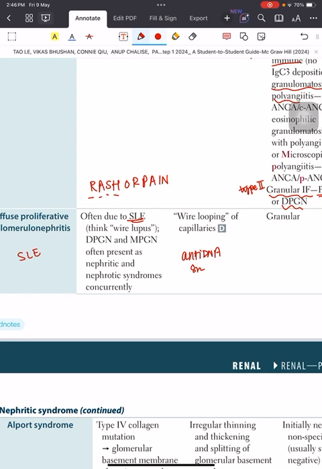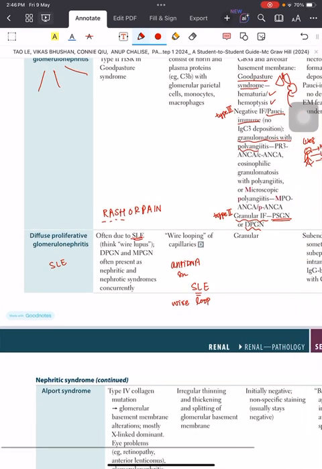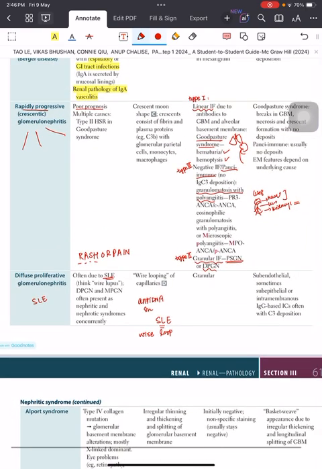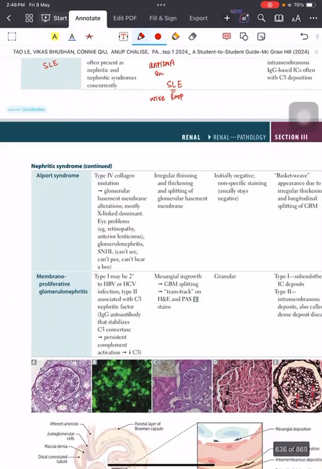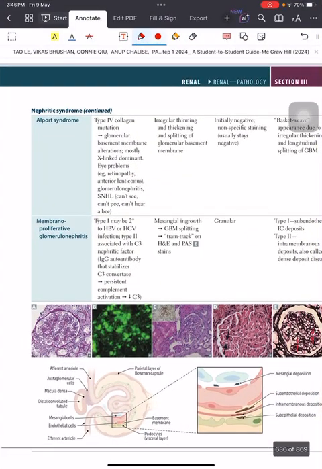I learned it like SLE, so L looping. There's wire looping, as in lupus. So wire looping of capillaries on the light microscopy. And there's also IgG-based immune complex deposition, and C3 can be low. So next, we have Alport syndrome and membranoproliferative glomerulonephritis.